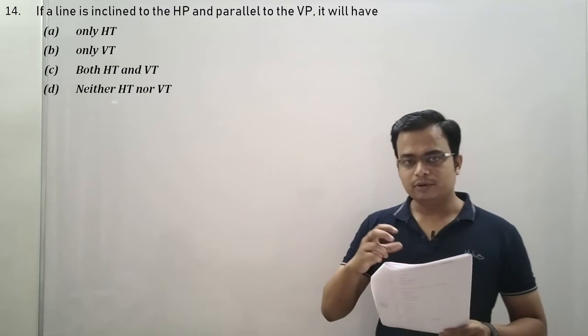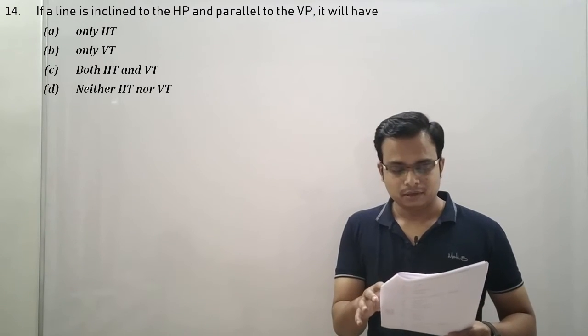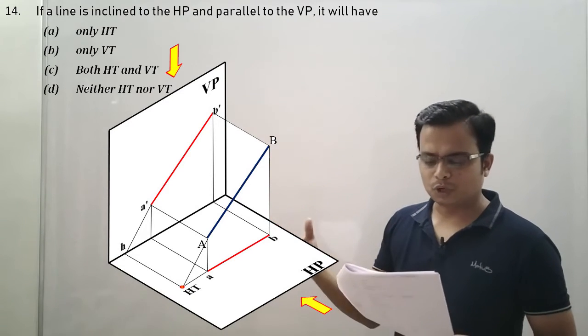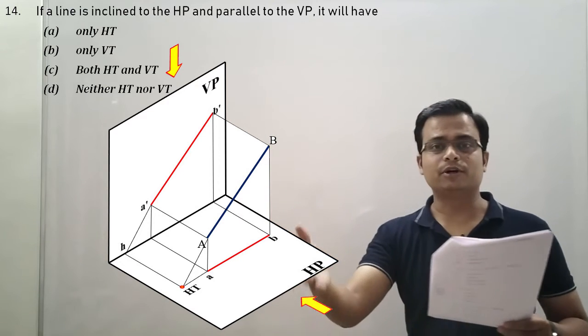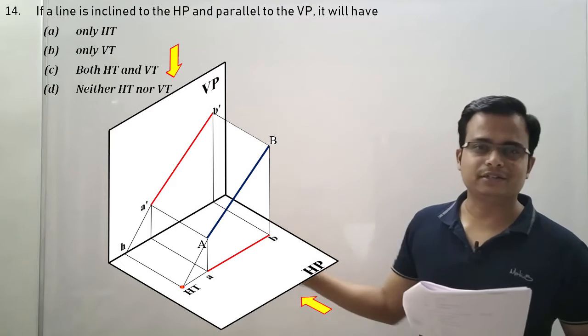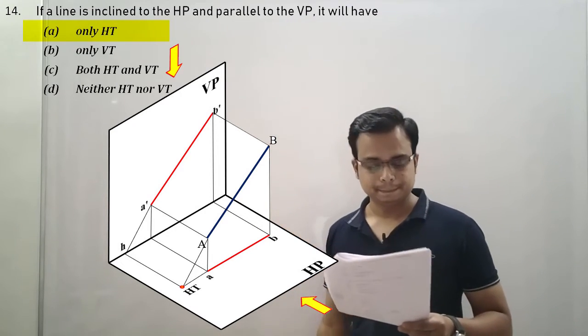If a line is inclined to HP and parallel to VP, this is a very simple case. It will have a line inclined to HP, fine, parallel to VP, no problem. If you extend this end A of the line, it is definitely going to intersect the HP. That means you are going to have a horizontal trace. Very straightforward, very easy. Only HT, option A, is correct.